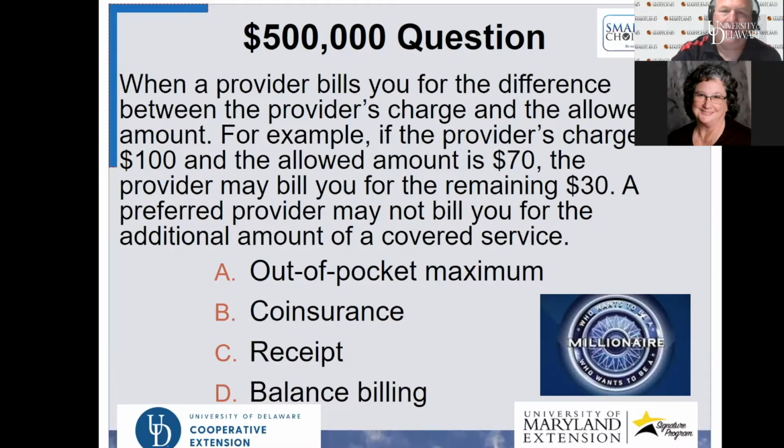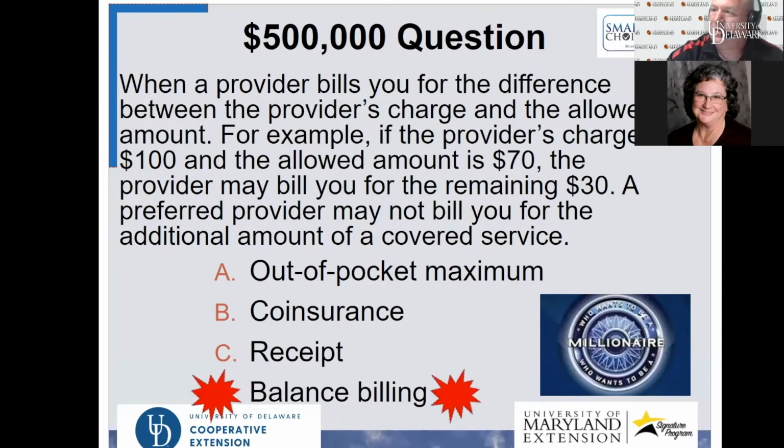Let's see what we have here. This is one of the tricky ones. I see the responses are coming in a little slower here. And a couple no responses. So the correct answer here is D. That would be balance billing. So that's the difference between the provider's charge and the allowed amount. The answer there is D, balance billing.